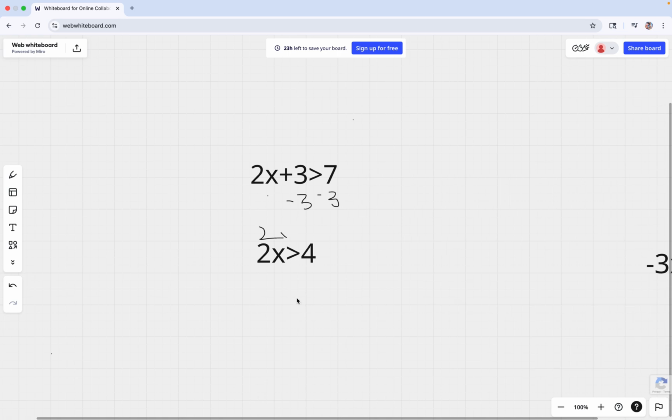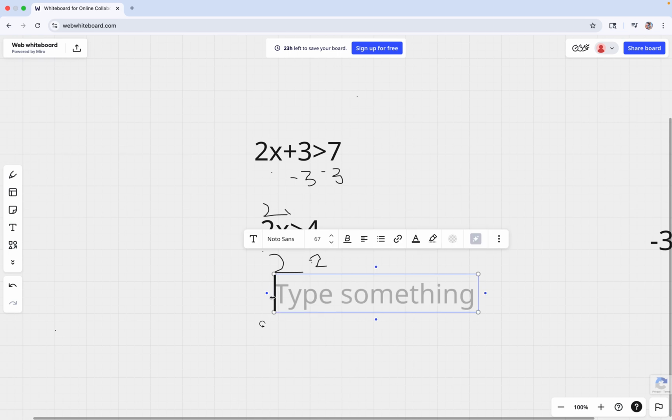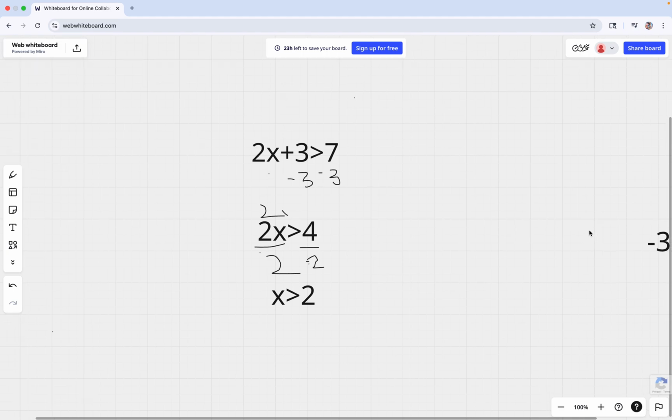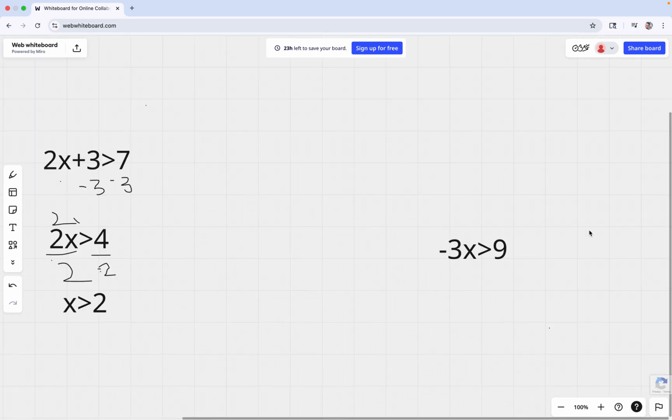And then we'll divide both sides by 2, right? So we divide this by 2, and then we'll divide this by 2. We will eventually end up with, if you do it all out, 2x divided by 2 is x, and x will be greater than 2, because 4 divided by 2 is 2. Okay, this is pretty simple, because we did this exact type of problem in the last class. But now we will go to a problem that requires a few special rules.